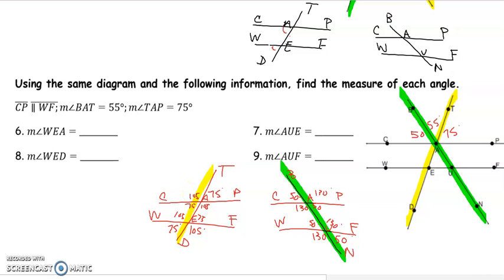So WEA is there. That's 105. WED, 75. AUE. AUE is on the green. Now notice, I don't have an E on the green. But if I look at my picture, AUE and AUW are the same angle. So AUW is 50 degrees. AUF, that's on the green, that's 130. This is just a way to break down the complicated diagram and make it a little bit easier for you.